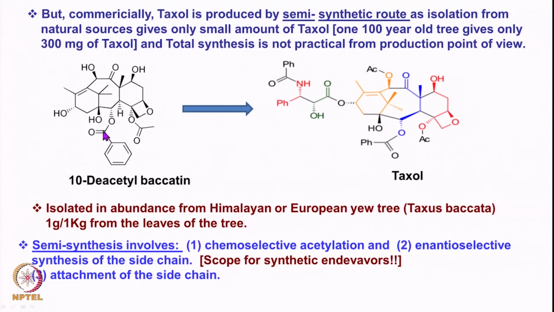Now you can see that first of all we have to make sure that we introduce the acetyl group at this particular position, and then the remaining 3 hydroxy groups are still there. At this particular position we have to make sure that we attach the side chain. So, attachment of the side chain is also a very challenging task. So, there is a scope for synthetic endeavors even after having obtained this particular 10-deacetylbaccatin.